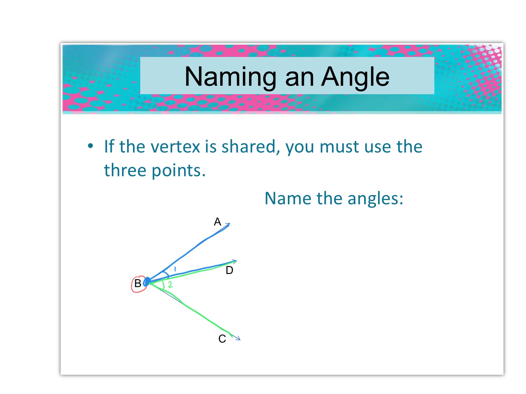So when the same point is a vertex for two angles, or is shared, you have to name it using the 3 points. You can't name it using the vertex anymore. So in this problem, the blue angle that I identified in here is angle ABD or angle DBA, and then the green angle is angle DBC or angle CBD. Again, the vertex is always the middle letter. Notice there's no commas, there's nothing. It's just the 3 letters side by side.